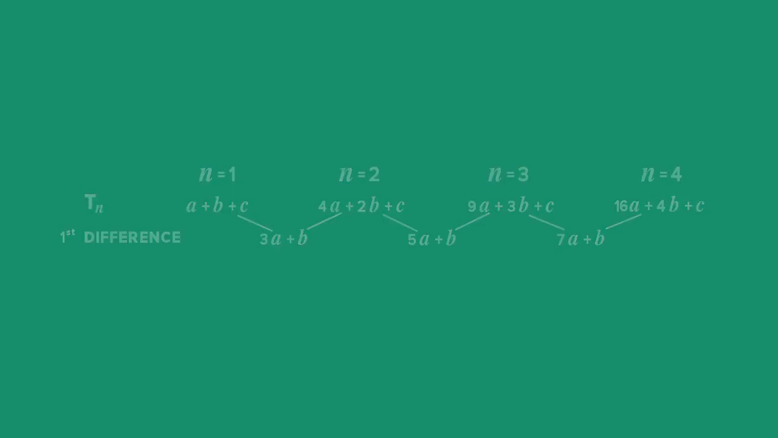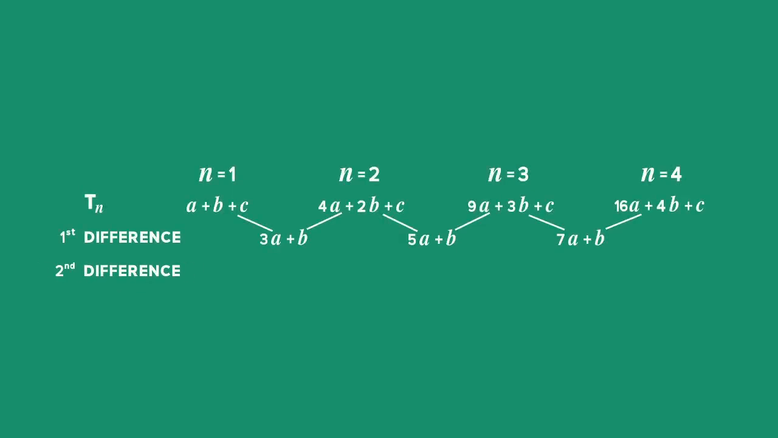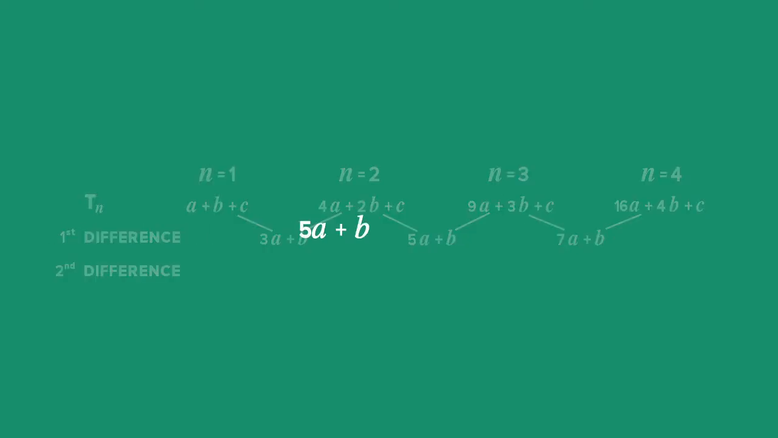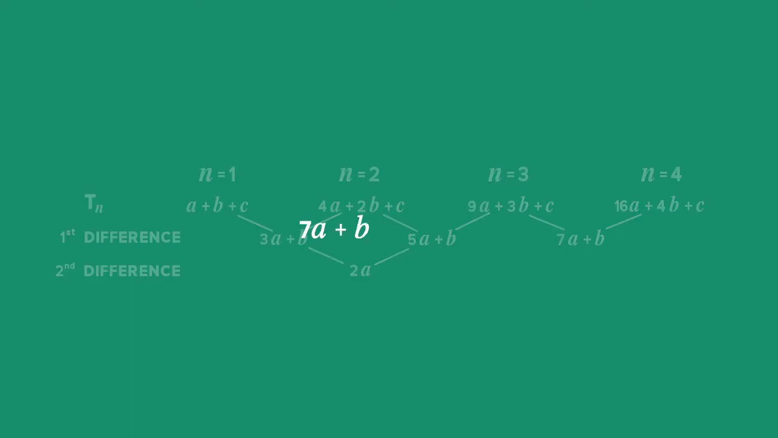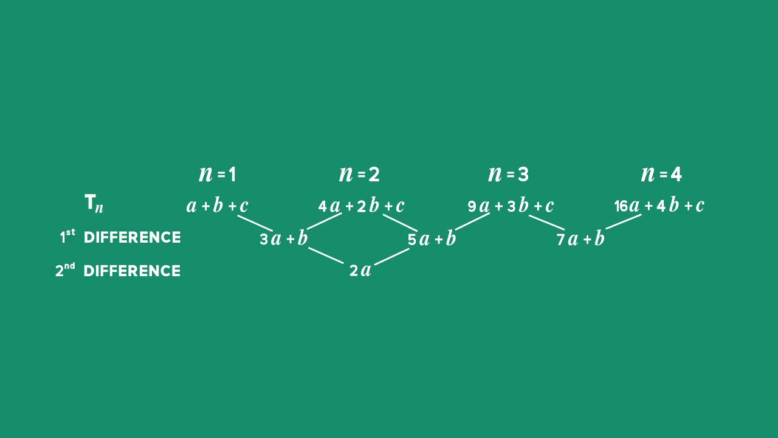We then find the second difference by taking the differences between the first differences. So if we say 5a plus b subtract 3a plus b, we get a value of 2a. Similarly, 7a plus b subtract 5a plus b, we once again get a constant second difference of 2a. So when we've got a quadratic sequence, the second difference is constant, and it has the value of 2a.